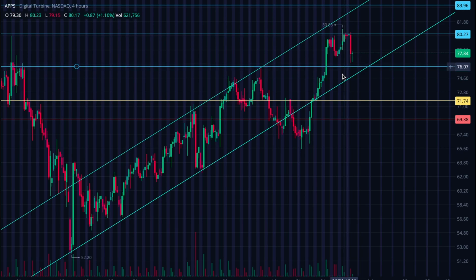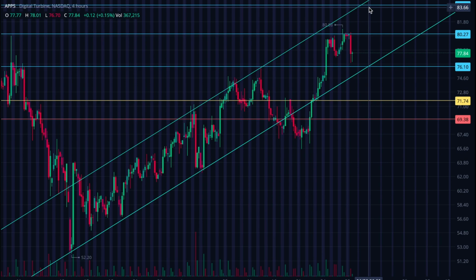The way that I like to play channels is buy the dip at the bottom, take profit if that's what I'm looking to do at the top of the channel. Rinse and repeat. Wait for it to come back down to the bottom, buy it up, and take profit at the top. Wait for it to come back down, and so on and so forth. Just keep in mind, all channels eventually break.